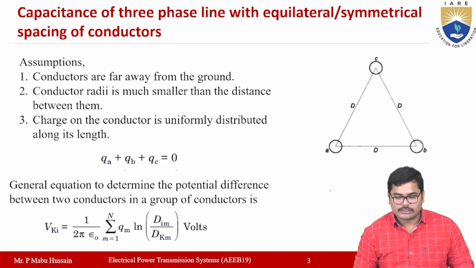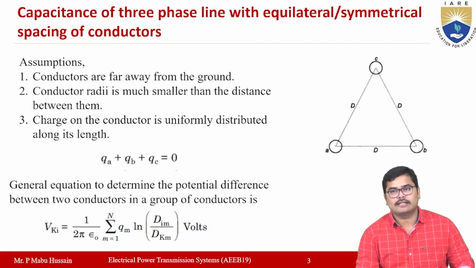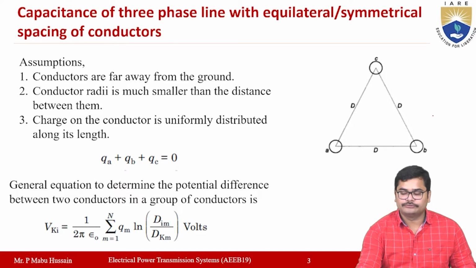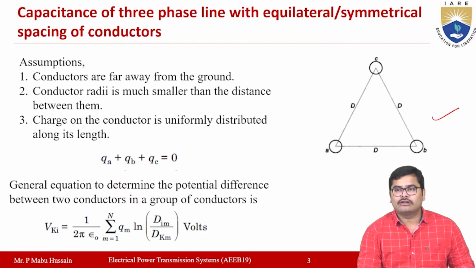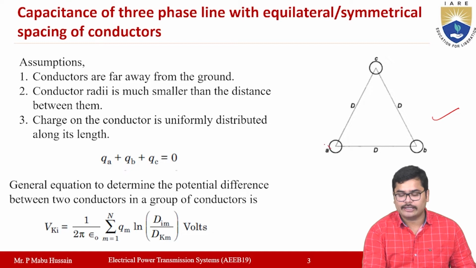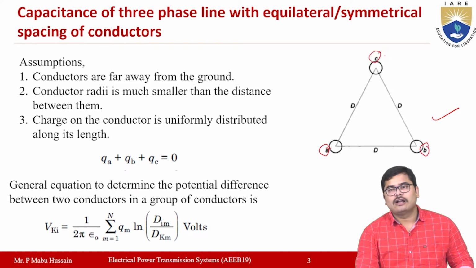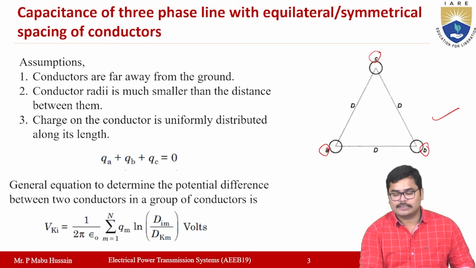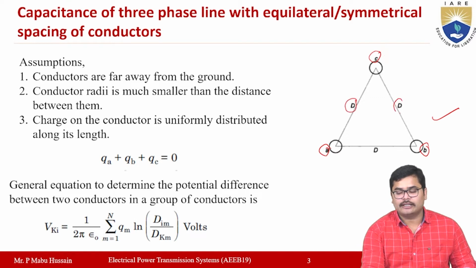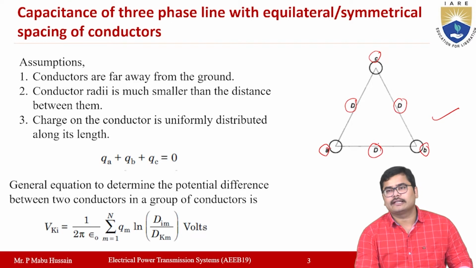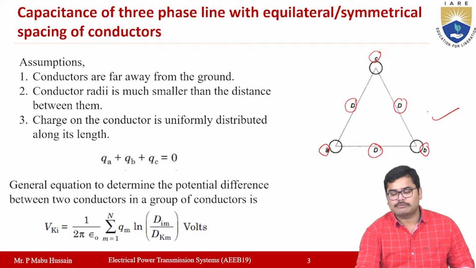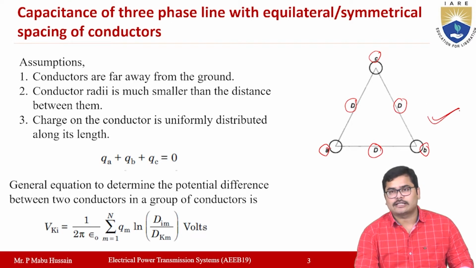Okay, so let us first see the capacitance of three-phase line with the equilateral spacing of conductors, or you can also say it as symmetrical spacing of conductors. Here, if you observe the figure, in this figure, there are three conductors named A, B, C, and the distance between any two conductors is represented with capital D here. So distance between any two conductors here is the same. So this transmission line is a symmetrical transmission line.